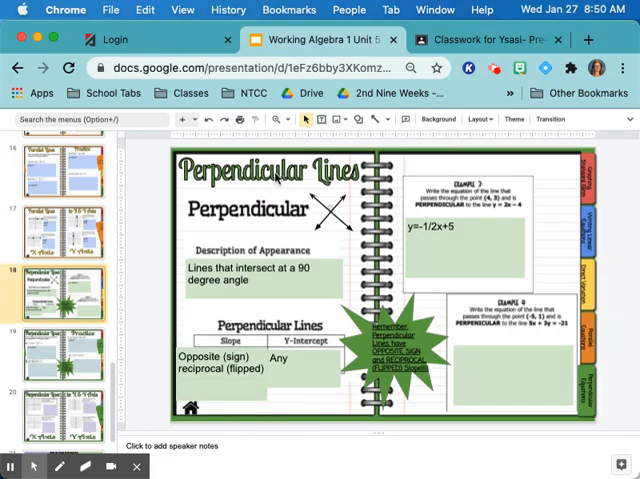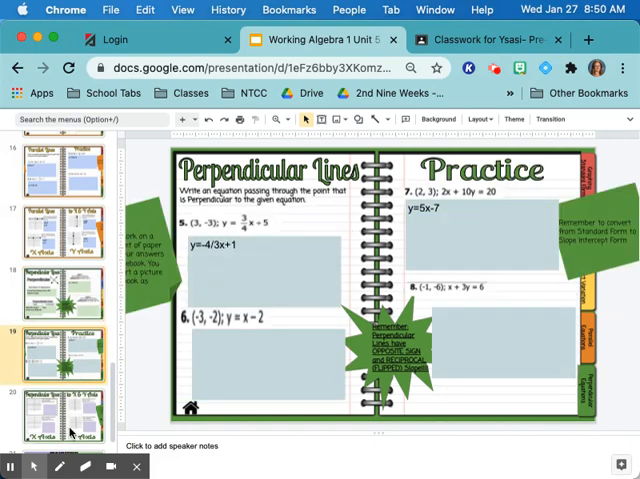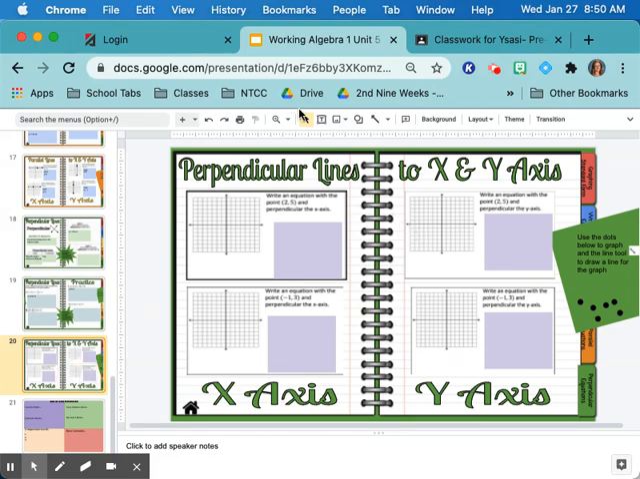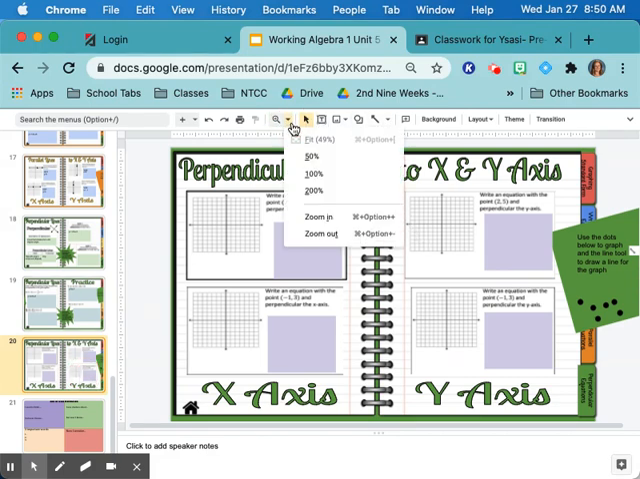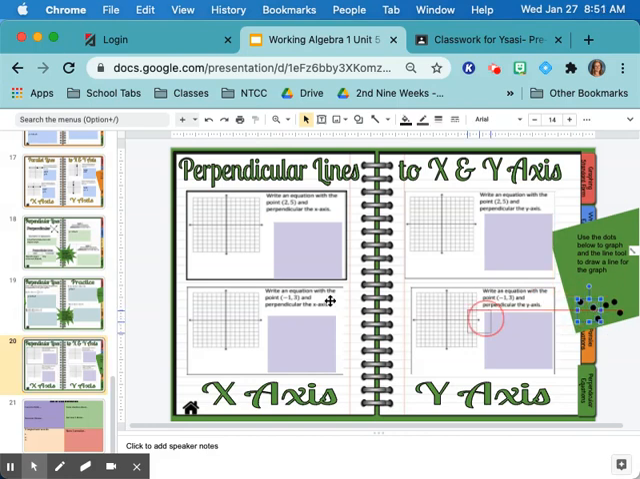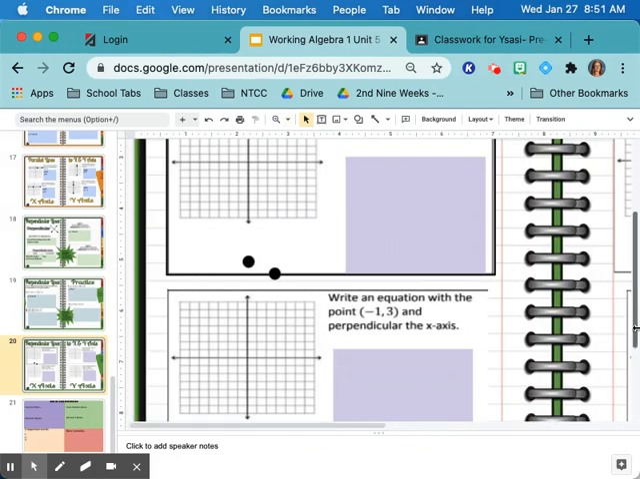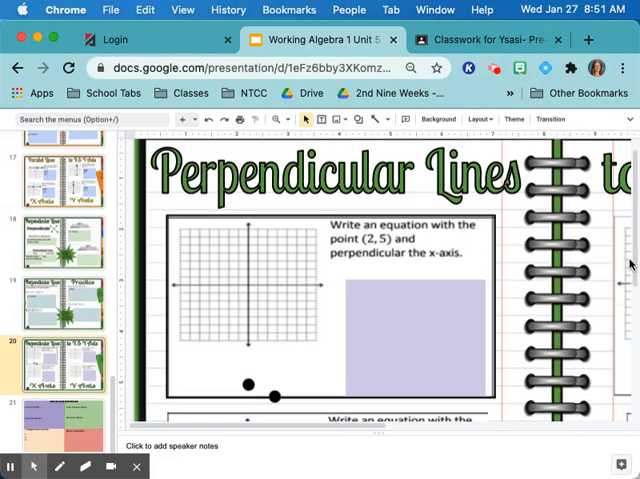Okay, let's look at the other slides we need to finish. We're going to go to 20. I need to get a couple of points from over here. Take them over here. We only need 2. All right, let's look at slide 20. Write an equation of the line with the point (2, 5) and perpendicular to the x-axis. So over 2, up 5.